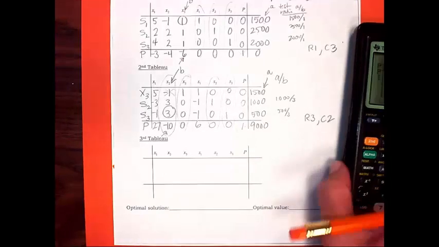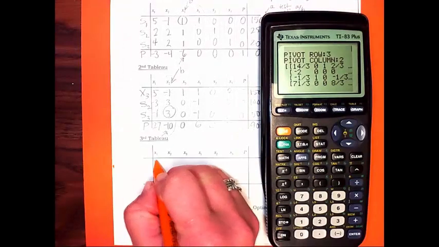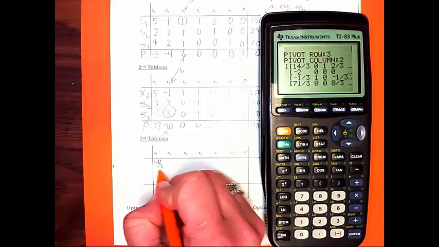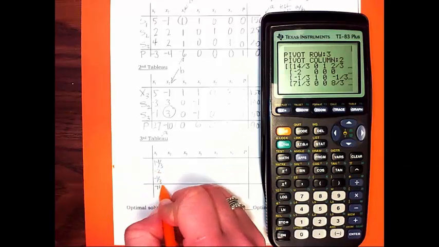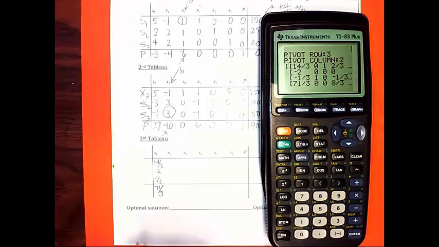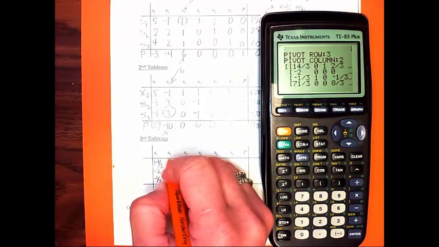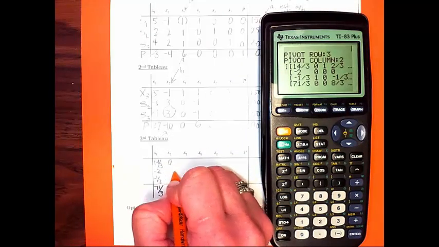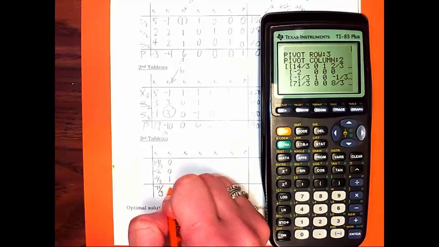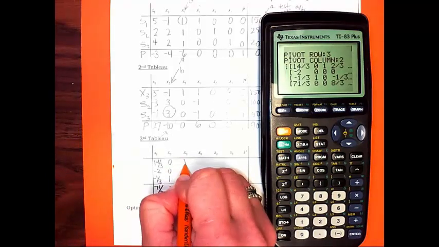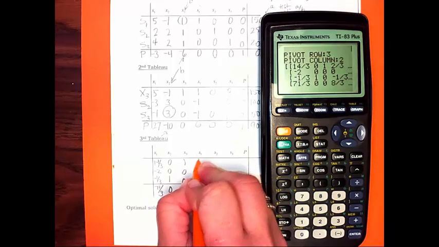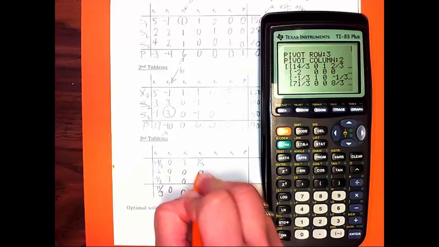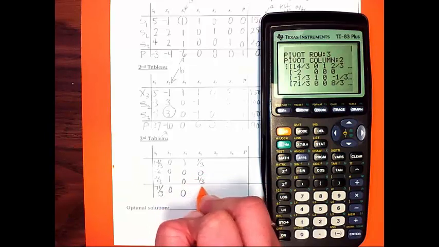So let's write that down. We've got 14 over 3, -2, -1/3, 71/3. We've got a unit column for X2, 0, 0, 1, 0. We've got a unit column for X3, 1, 0, 0, 0. We've got for S1, 2/3, 0, -1/3, and 8/3.